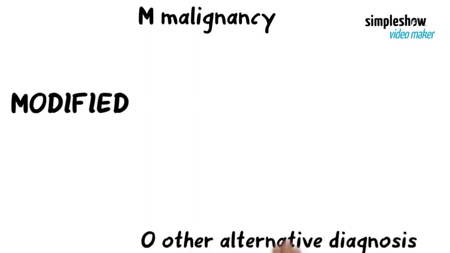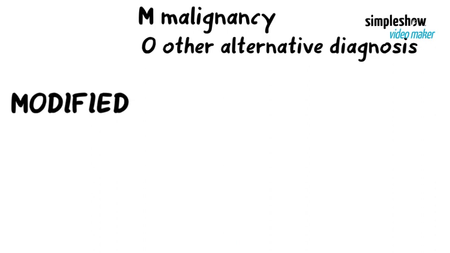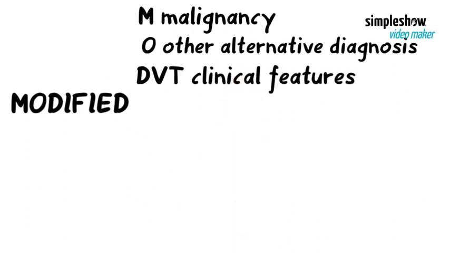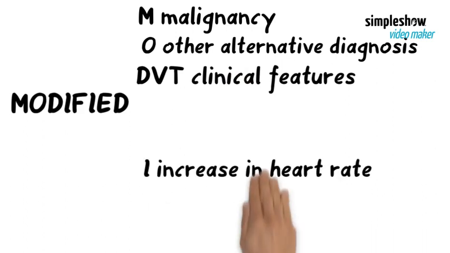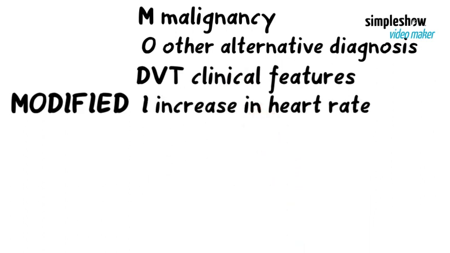O is for other diagnosis. If the patient does not have any other alternative diagnosis like acute severe asthma, acute exacerbation of COPD, or bronchiectasis, we assign 3 points. D is for DVT. If clinical features of deep venous thrombosis are present, additional 3 points are added. I is for increase in heart rate, that is tachycardia, presence of which is given 1.5 score.